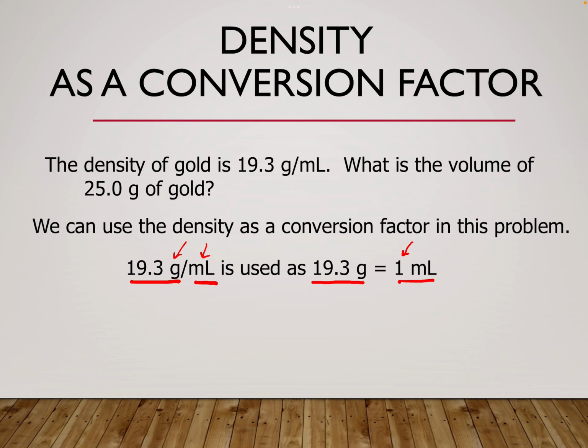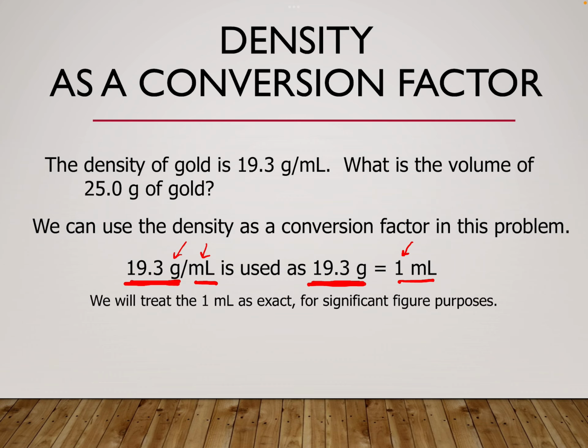This number is always going to be a 1, okay? So the number that goes with milliliter is always a 1. And then that 19.3, or whatever the density is, will always go with grams. So we're going to split this apart. 19.3 grams equals 1 milliliter, because that's true. If we had 1 milliliter of this substance, it would weigh 19.3 grams.